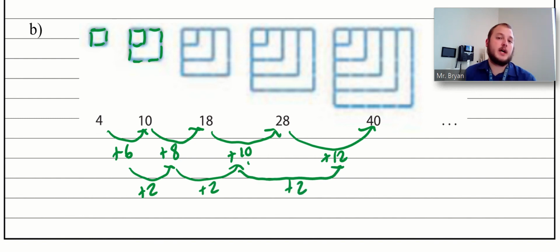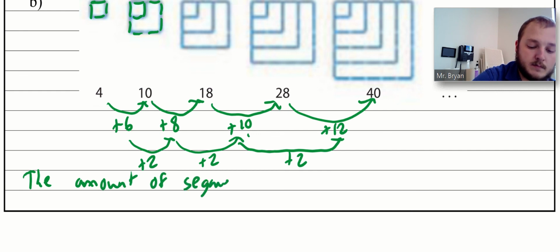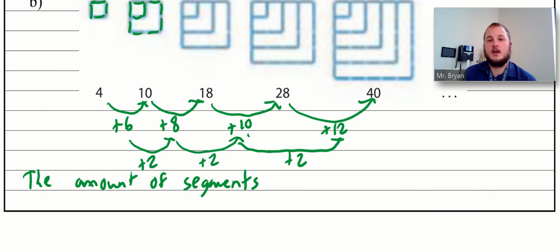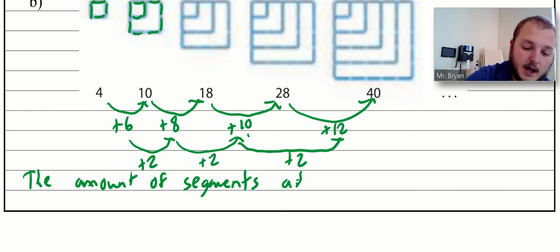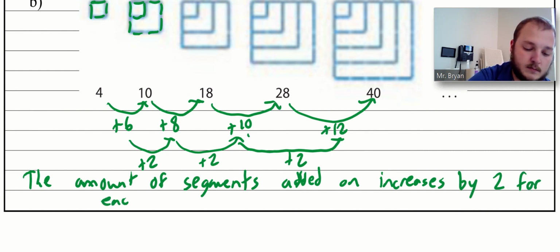So if I was asked to make a conjecture about this and how I would explain this pattern, what I could say is, we'll say the amount of segments, since the numbers are referring to the little blue segments there, I want you to write this with me. The amount of segments added on, so 6, 8, 10, so on and so forth, increases by 2 for each step. So that is how we would explain that pattern.